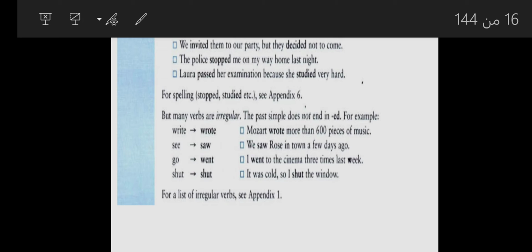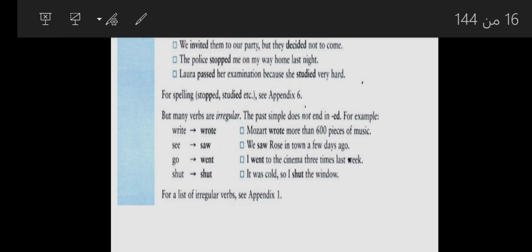If we look at verbs here, work becomes worked. The verb work in the base form becomes worked. It takes ed. It is a regular verb. The verb invite in the base form becomes invited. It takes d only because it ends with e. When the verb ends with e, you just add d. The verb decide ends with e, so it takes d only. So it becomes decided in the past.